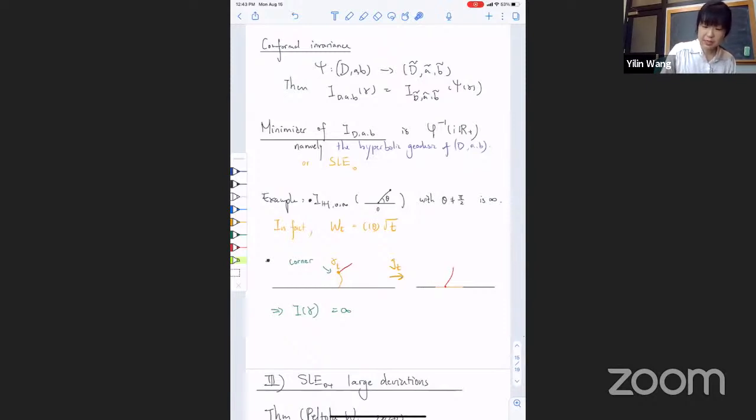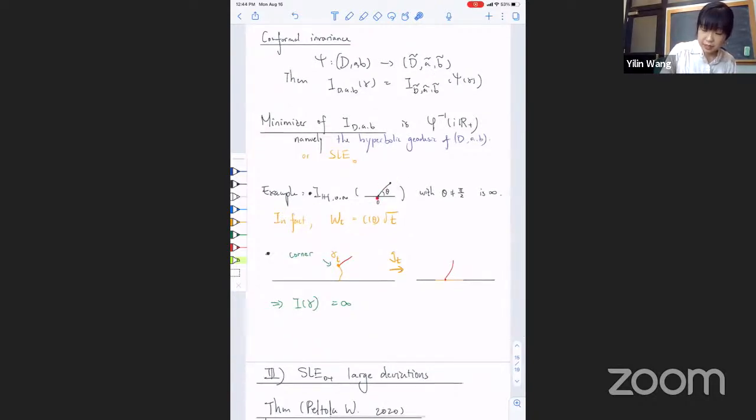Another example: if you look at this curve in the upper half plane, which is a ray starting from 0 making an angle theta, when theta is not pi over 2, then the driving function will be a constant which depends on theta, multiplied by square root of t. You take its derivative, you get 1 over square root of t, you square it, you get 1 over t. It's not integrable. So this curve has infinite Loewner energy.